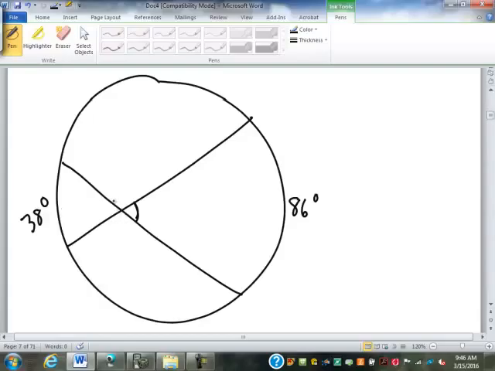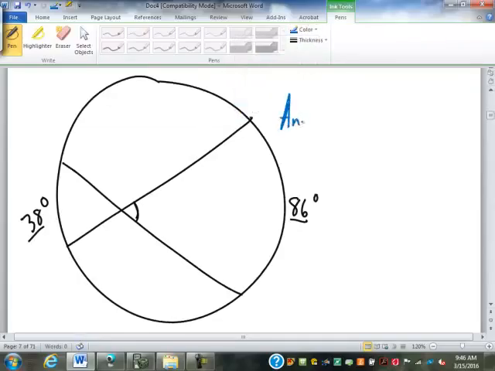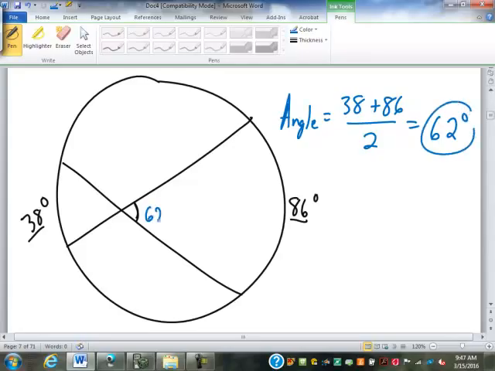But when it's in the middle of the circle like this, but not at the center, it has two arcs that are not equal. That angle is found by averaging the two arcs. 38 plus 86 divided by 2. What's that come out to be? 62 degrees, look right?